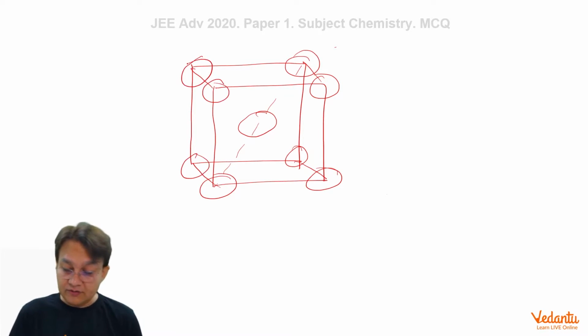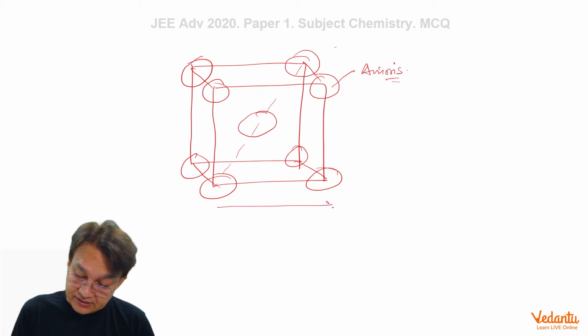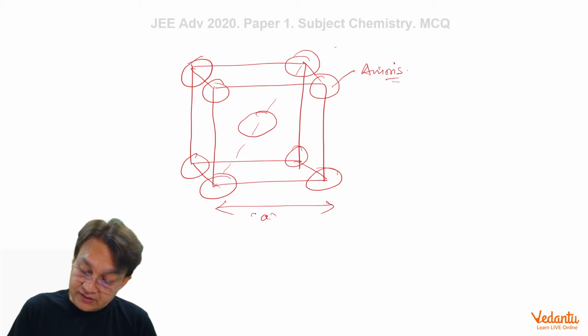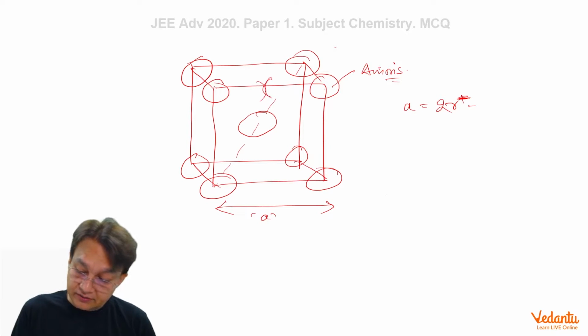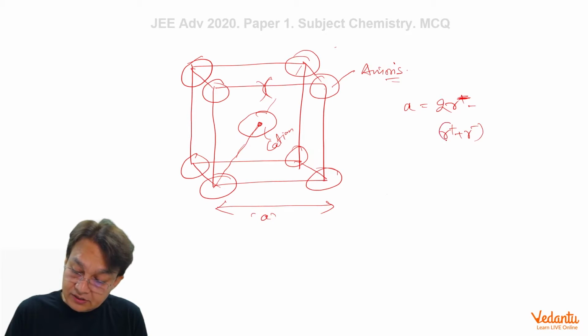Now let us solve this problem. First thing, you will note that the anions here will touch each other. That means if this is the length of the cube, which is a, then the first relation which holds is a equals twice r minus, because of course these are anions and they are touching here. Similarly, the cation is touching the anion along the body diagonal, which means you have another relationship: twice of (r plus plus r minus) is equal to the body diagonal.